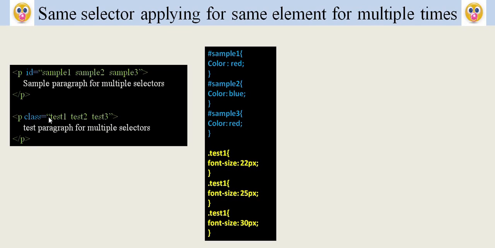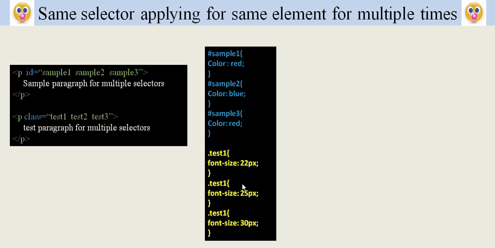For example, in the class attribute, for test1 I am giving the font size as 22 pixels. For the test2 class selector, I am giving the font size as 25 pixels. For test3, I am giving my font size as 30 pixels. Please make a change here. This is test2 and this is test3.